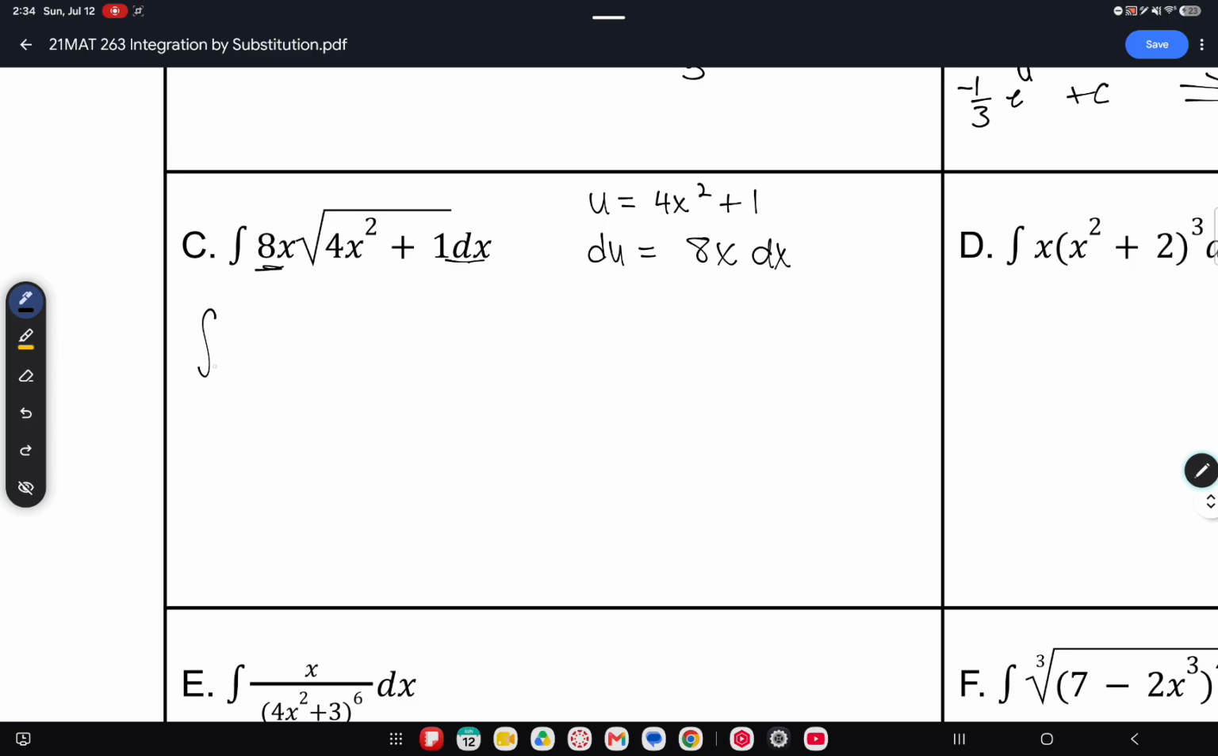So I can rewrite my integral in terms of u. That's going to be u to the 1/2 du. And then the integral, let's see, u to the 3/2 times 2/3 plus c. And then just back into the original variables. So 4x squared plus 1 to the 3/2, and then plus c.